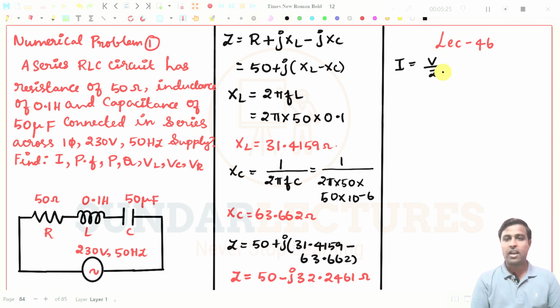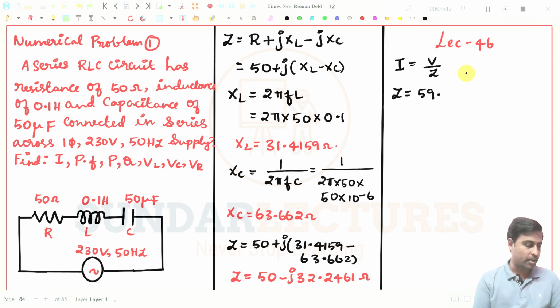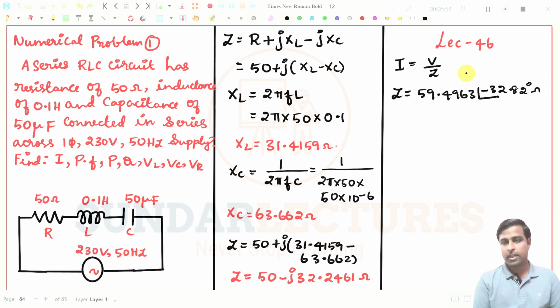V by Z. So you can convert this value, right? It is very simple to convert from rectangular form into polar form. If you convert this to polar form, then Z will be 59.4963 at an angle of minus 32.82 degree ohms.